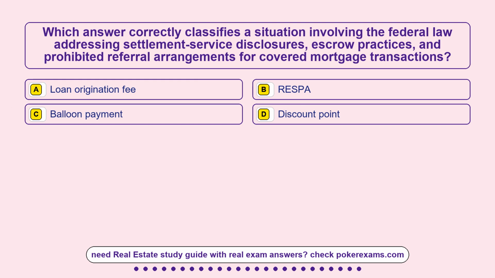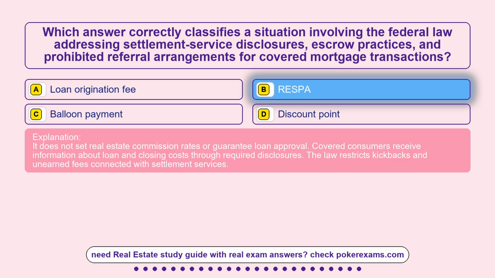Question 15. Which answer correctly classifies a situation involving the federal law addressing settlement-service disclosures, escrow practices, and prohibited referral arrangements for covered mortgage transactions? Option A, loan origination fee. Option B, RESPA. Option C, balloon payment. Option D, discount point. The correct answer is option B, RESPA. It does not set real estate commission rates or guarantee loan approval. Covered consumers receive information about loan and closing costs through required disclosures. The law restricts kickbacks and unearned fees connected with settlement services.